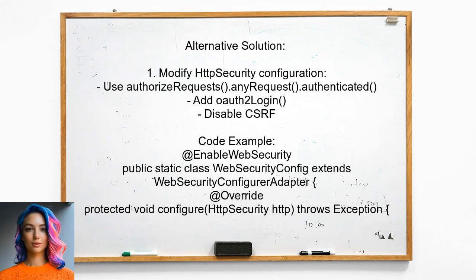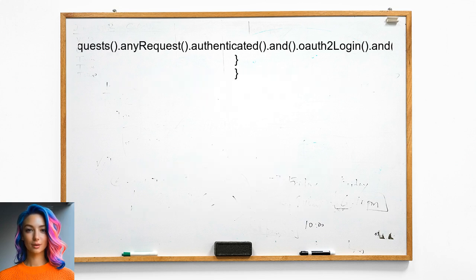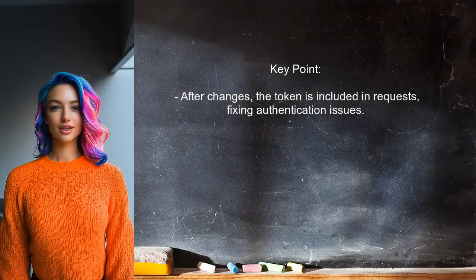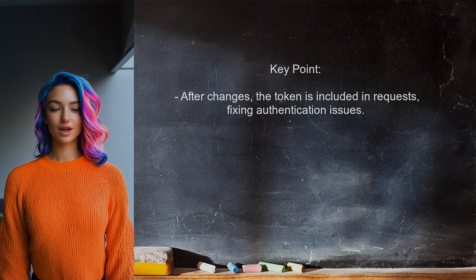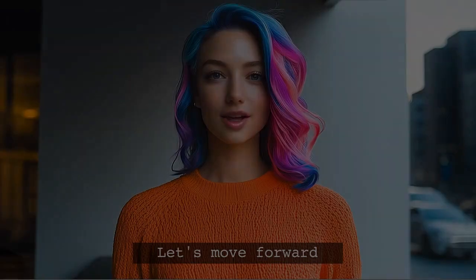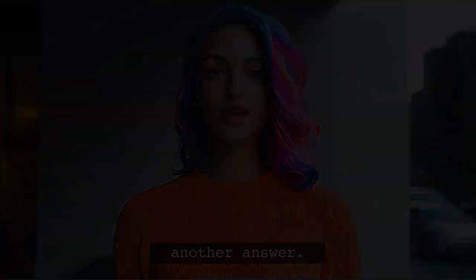An alternative solution suggests modifying the HttpSecurity configuration. The user recommends adding specific builder clauses to ensure OAuth authentication is enforced. This includes using authorizeRequests to require authentication for any request and enabling OAuth2 login, while still disabling CSRF. The user also notes that after making these changes, the token was correctly included in the requests, resolving the issue with authentication. Let's move forward and look at another answer.